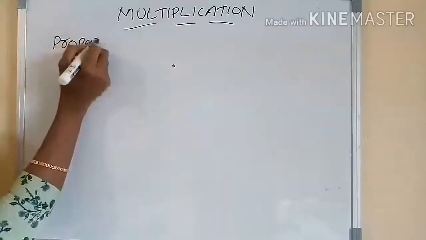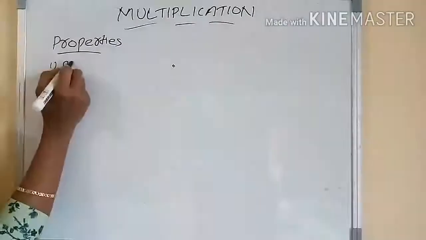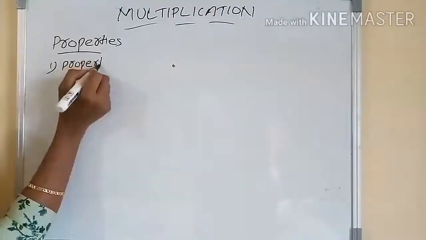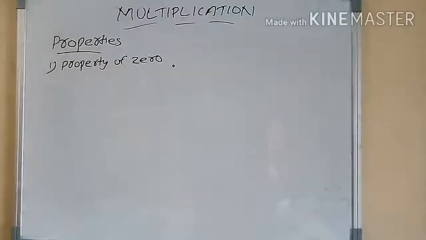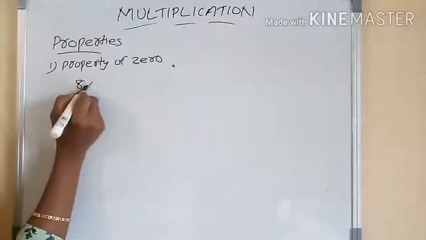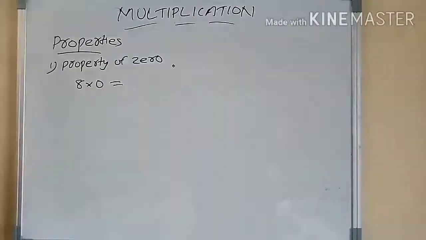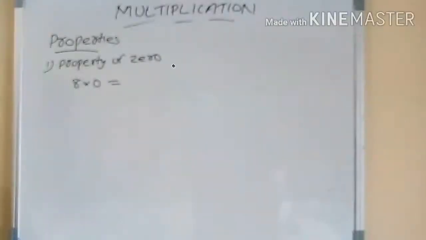Properties. First property is property of 0. When any number is multiplied with 0, the result is always 0. See one more example. The number 8 into 0. What is the answer? When any number multiplied with 0, the result is always 0.